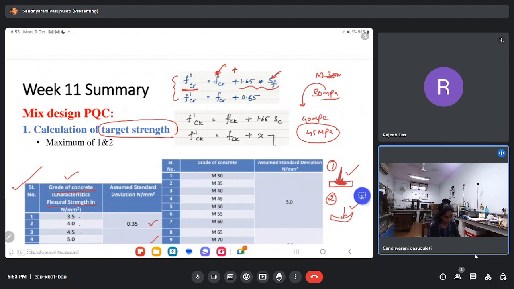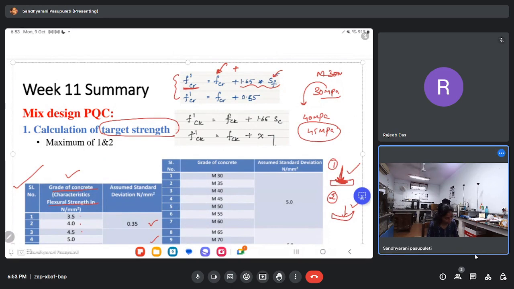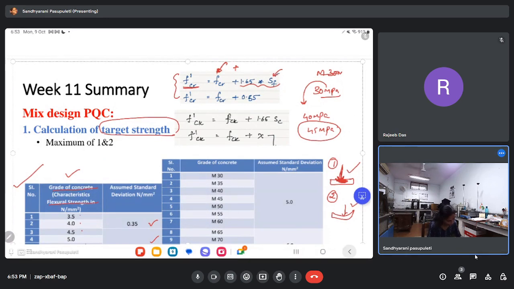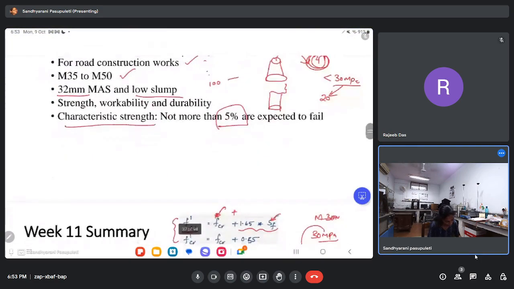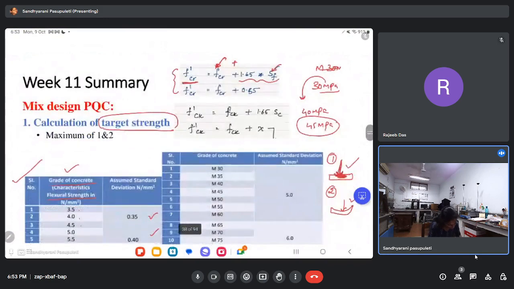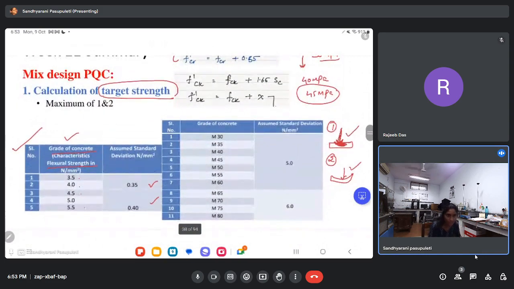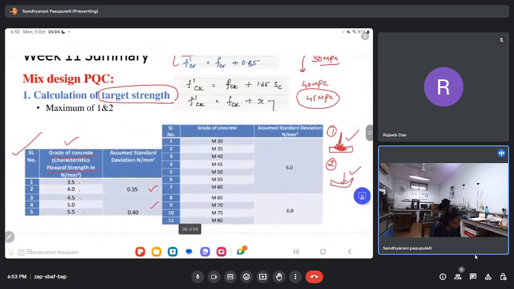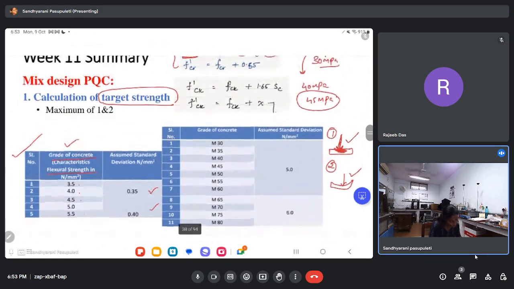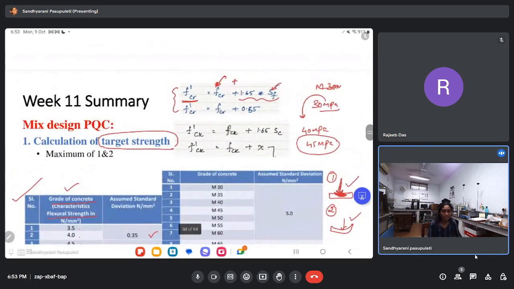And if we wanted to design the pavement for, let us say, compression. What happens in the compression also, we could see there is a table on the right side where M30, M35, M40 are the grades of the concrete and the corresponding standard deviation is also given. So we have again two formulas, F dash CK, F dash CK.